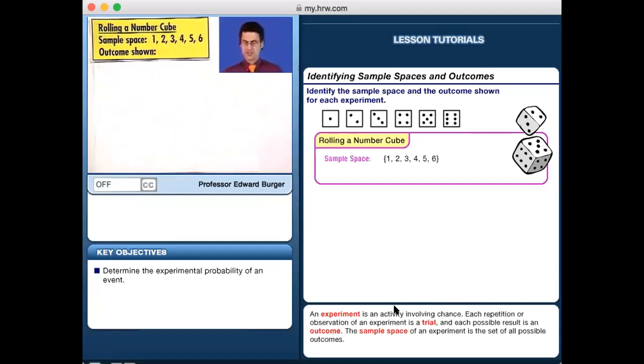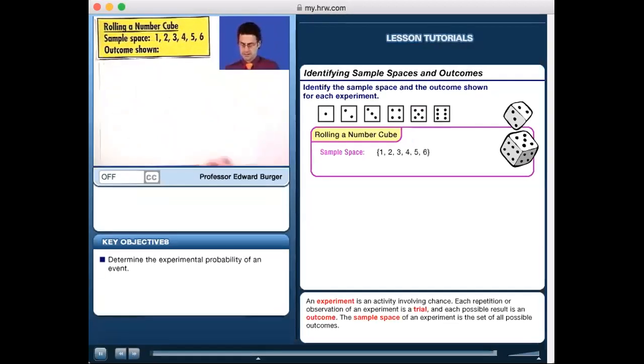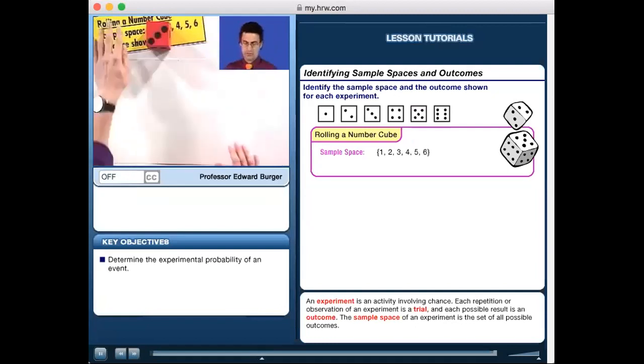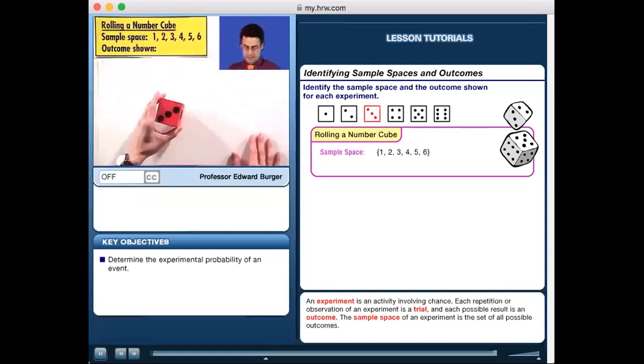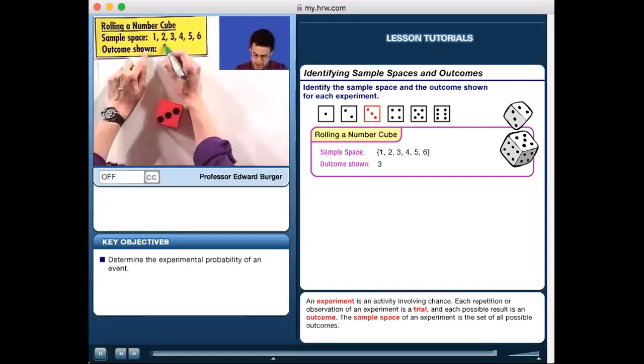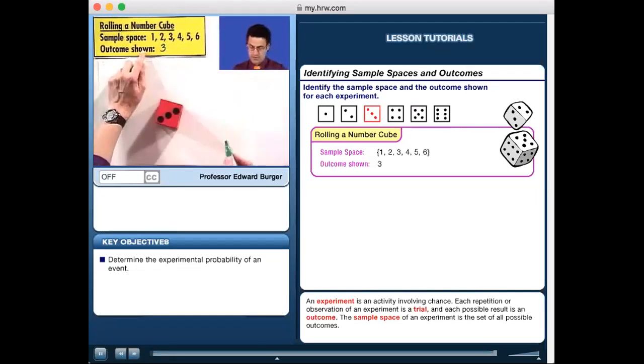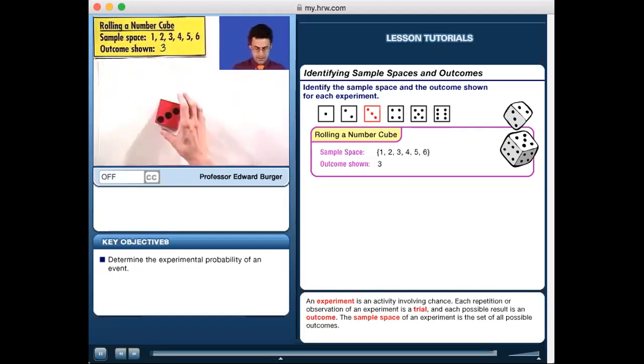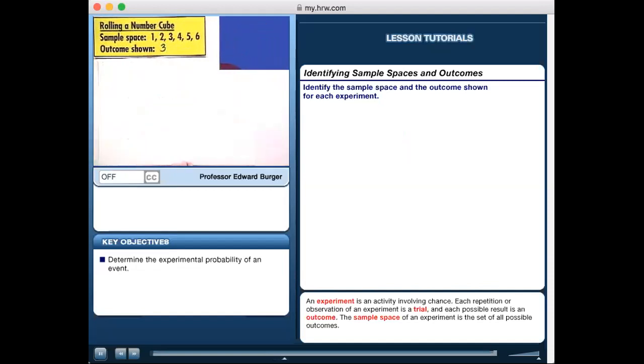Now, what if you actually were to roll a number cube? Well, you know that one of these is going to take place. Let's see what happens. And it would be a 3. So for this particular example, we see an outcome of 3. We didn't know which outcome would occur, but we knew it would be one of these, and now we know it's actually 3. All right, let's take a look at another example.